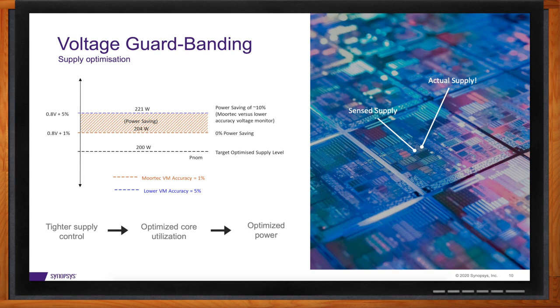But this is an example of where a more accurate supply sensor means you can guard band around the voltage that you're trying to keep operating at. Those little benefits that you can make, those tens of millivolts, maybe 100 millivolts of savings, really have an impact when you look at overall and lifetime energy consumption of the chip.